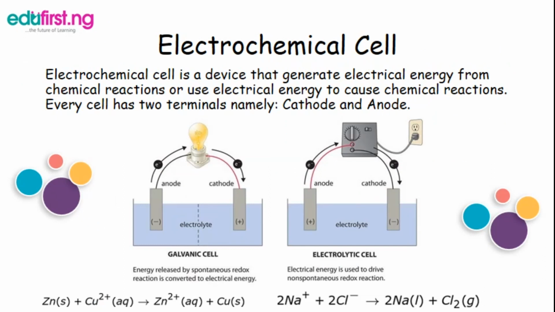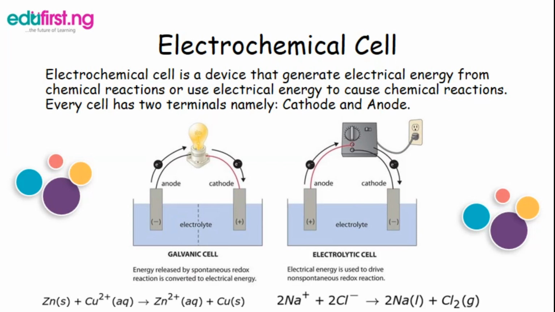An electrochemical cell is a device that generates electrical energy from chemical reactions. It also uses electrical energy to cause chemical reactions. As you can see from the diagram on the screen, we have two main types of electrochemical cell. They are galvanic cell and electrolytic cell.